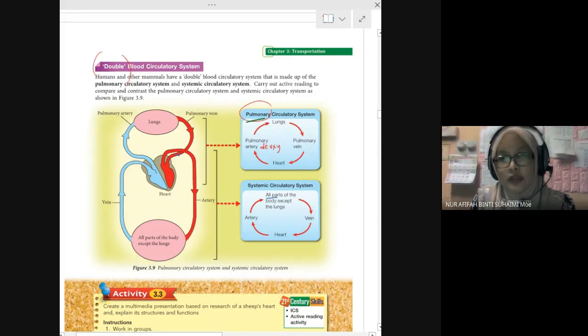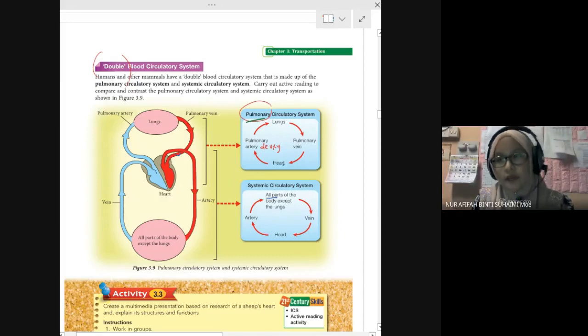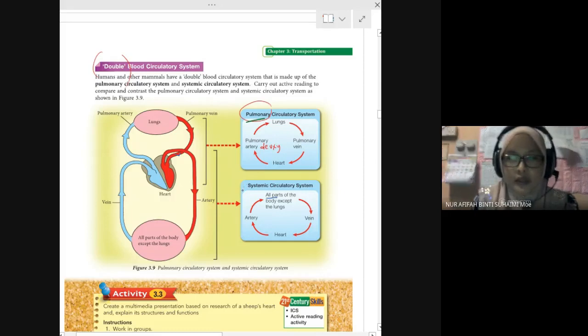So we call this the pulmonary circulatory system. The one that involves the pulmonary artery and pulmonary vein is called the pulmonary circulatory system, to get the oxygen from the lungs and return back to the heart. The other one is the systemic circulatory system.